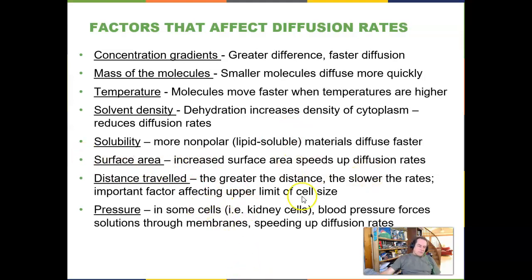The greater the distance, the slower the diffusion rates. This is one of the reasons cells can't be over a certain size. If they get too big, the diffusion distances become so great that the rates become slow, and that in turn inhibits the cell's ability to function.